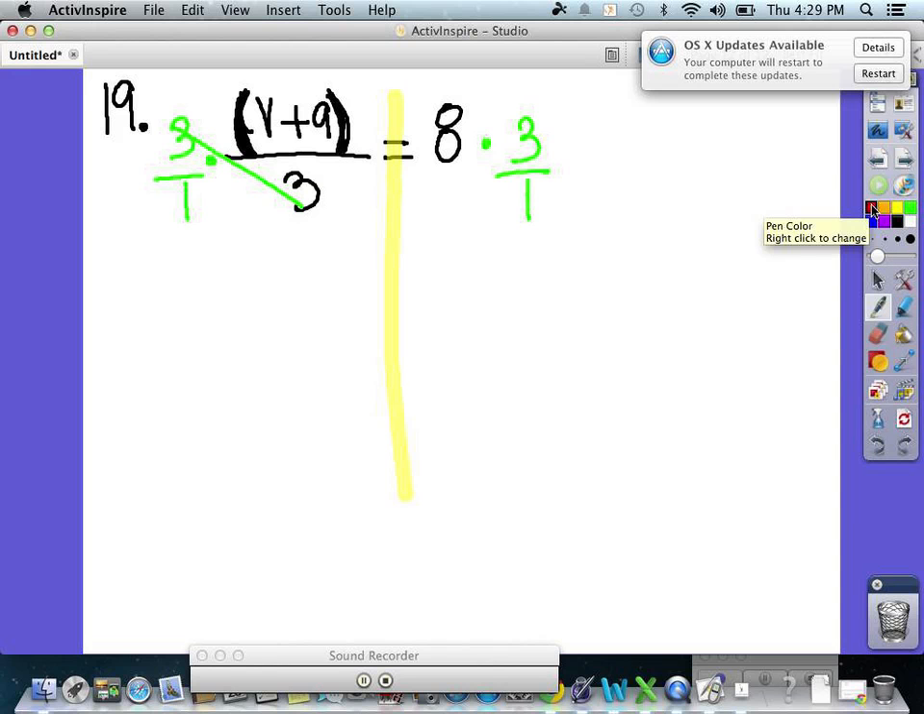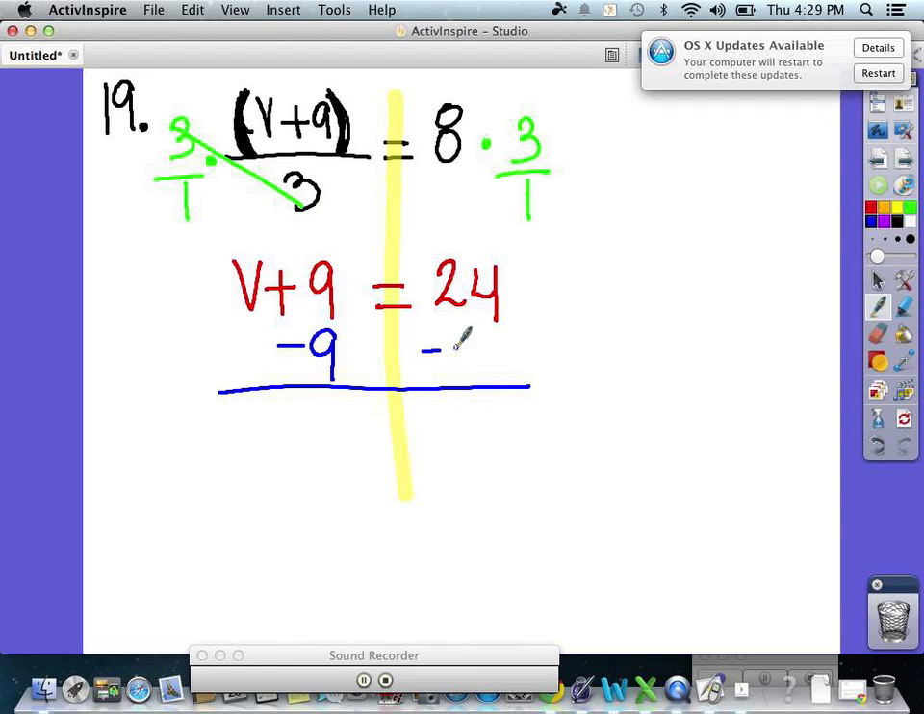Okay. 8 times 3 will give us 24. Keep up with your equal sign and bring everything else down. V plus 9. Now we need to get our variable by itself. We're going to subtract 9 on both sides of the equal sign.